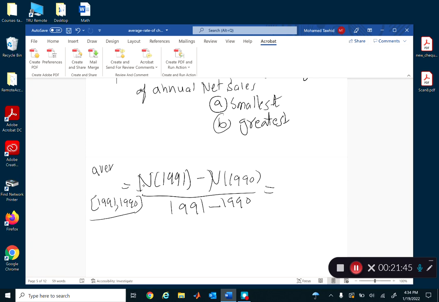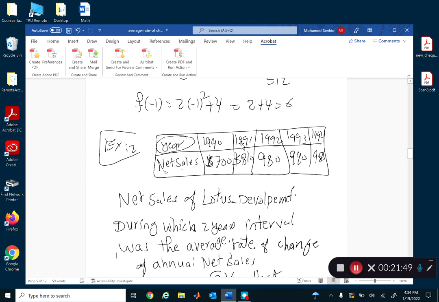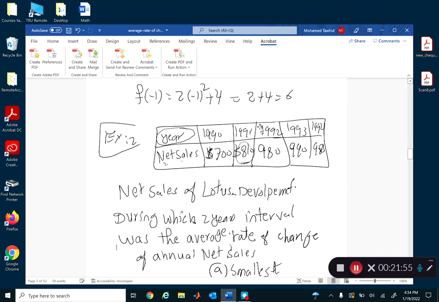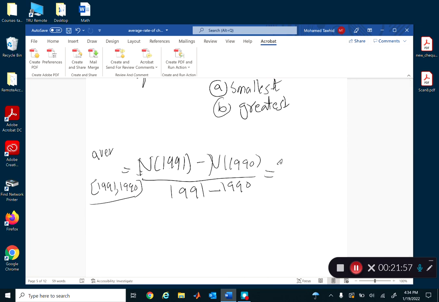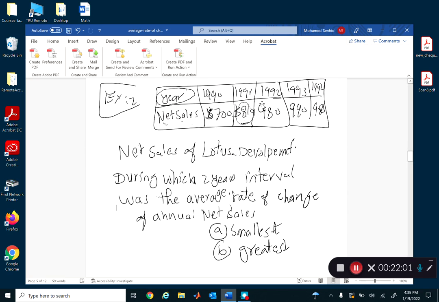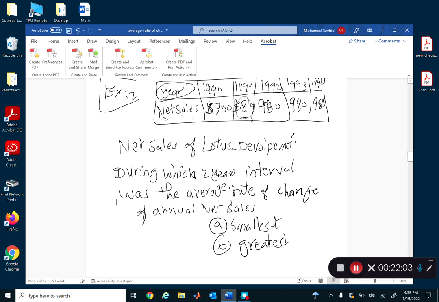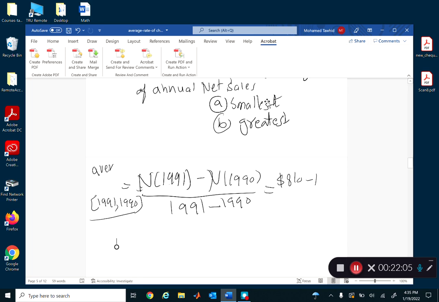Now what is the value of net sales in 1991? You have to go back to the table. In 1991 you have 810. So you have 810 minus the 1990 value, which is 700. Then 1991 minus 1990 gives you 1.